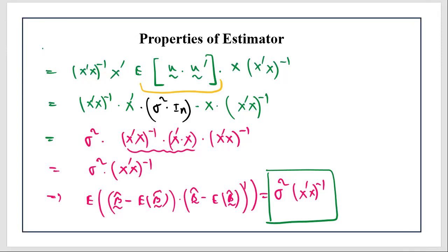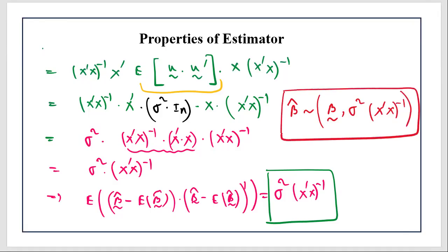So what we can basically say from here is: what will be the distribution of beta curl? Beta curl will follow a distribution which has a mean exactly equal to the population parameter beta curl, and the variance will be simply this. Right? So this will be the distribution, and the variance we found out from this particular expression.